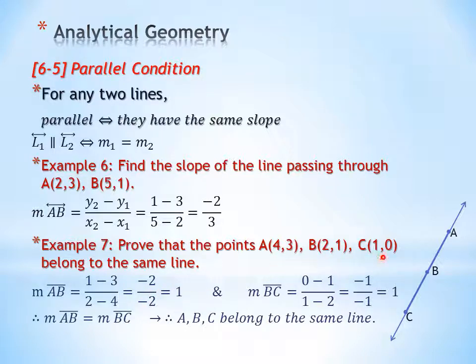Slope of BC: 0 minus 1 over 1 minus 2. Thus, this is negative 1 over negative 1, which equals 1. So they have the same slope. The slope of AB and the slope of BC are equal. So then A, B, C belong to the same line.